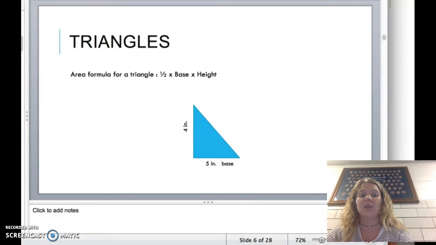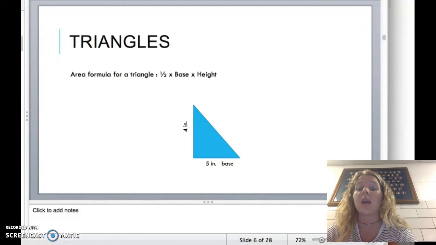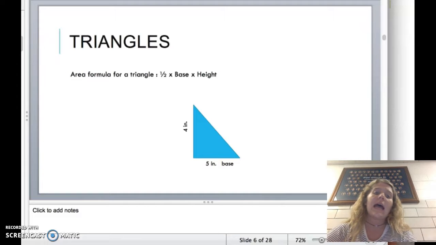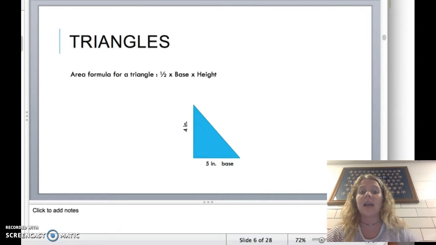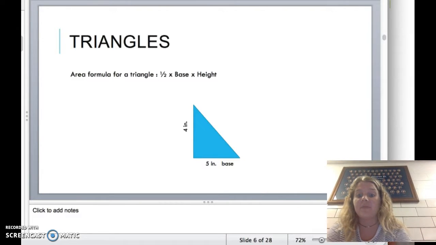I would show the triangle formula, again, they would have guided notes or some kind of foldable. I would explain that the area formula for a triangle is 1/2 times base times height. So it would be 4 times 5, which is 20, divided by 2, which is 10.